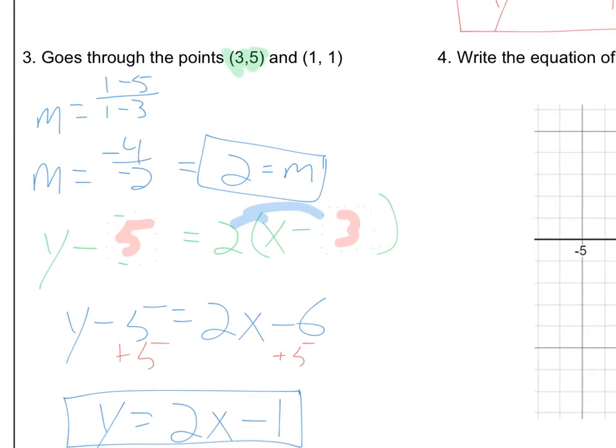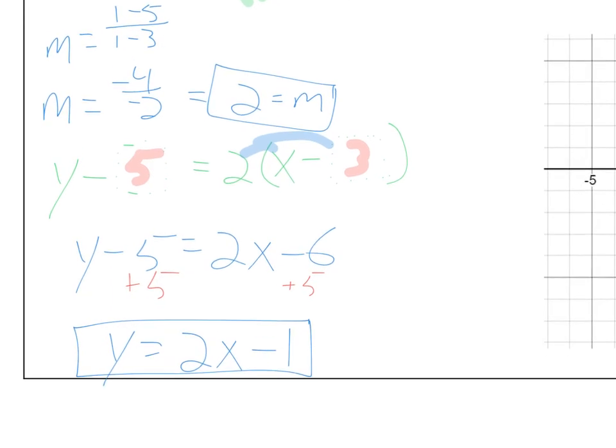Now this process would still work if instead of using 5 and 3, if we did 1 and 1, so 1 here and a 1 here, you'd still get the same answer because this would be 2x minus, in this case, 2. So y minus 1 equals 2x minus 2. And then we'd still get the final answer being the same when all is said and done.